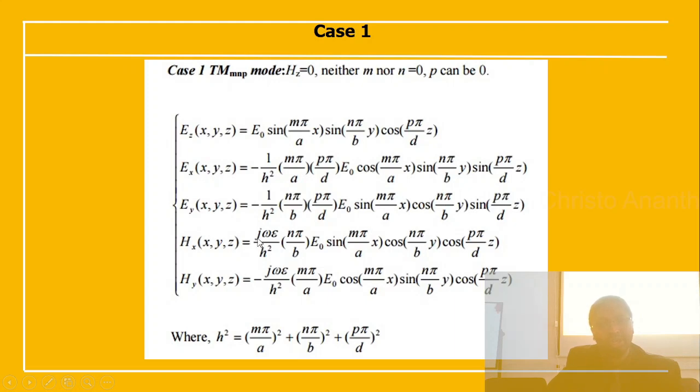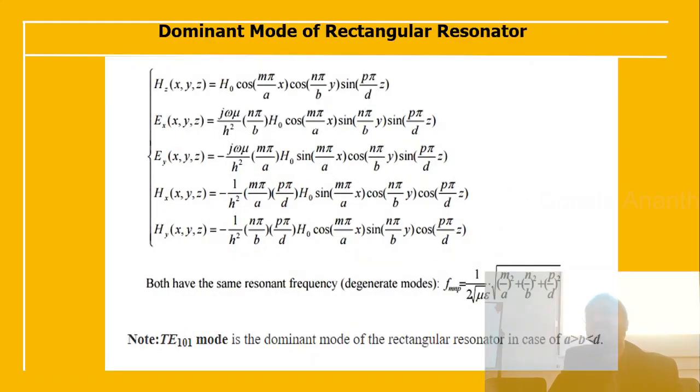So it will be phase reversal, minus J omega epsilon by H square, M pi by A, E naught, here sine cosine, M pi by A X, sine N pi by B Y, cosine P pi by D Z. So that H square is equal to M pi by A the whole square plus N pi by B the whole square plus P pi by D the whole square. So we'll understand the dominant modes.